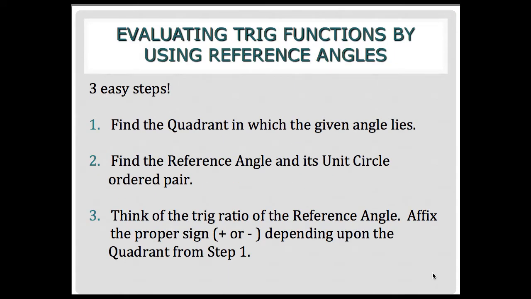As I like to say, it's three easy steps. We're going to find the quadrant first in which the angle lies. We're going to find the reference angle and the unit circle ordered pair that's associated with that angle. And finally, we're going to think of the trig ratio of that reference angle, and we're going to affix the proper sign, either positive or negative, depending upon the quadrant that we found the angle to lie in.